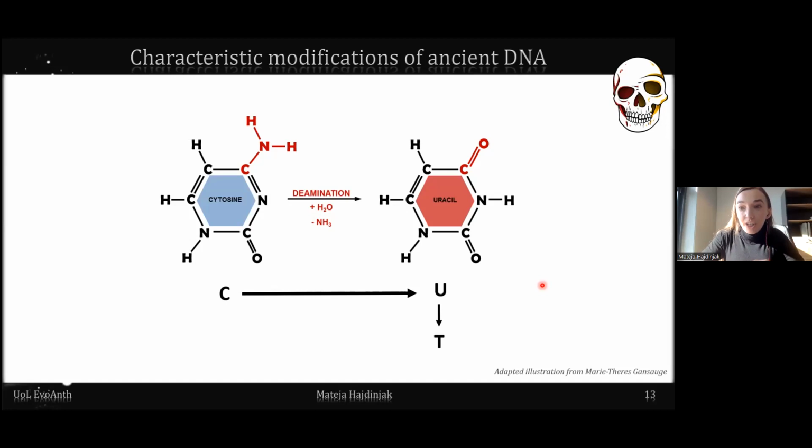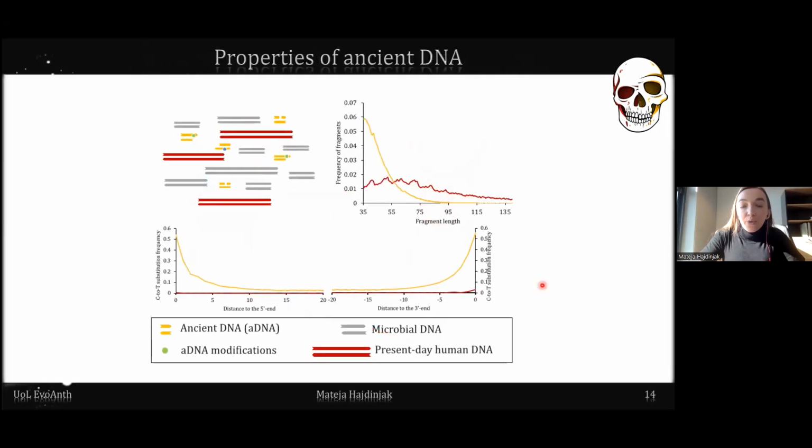And so these changes or modifications that you might have seen in ancient DNA papers are so-called C-to-T changes or cytosine to thymine substitutions. And these modifications are especially prevalent, or represented in higher frequency, at the ends of the true autochthonous DNA molecules stemming from your specimen. And they're almost completely absent in present-day contamination.